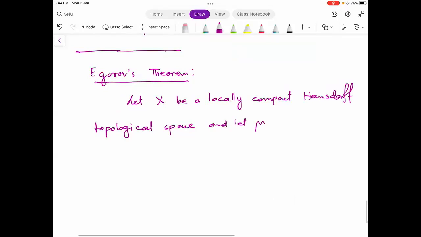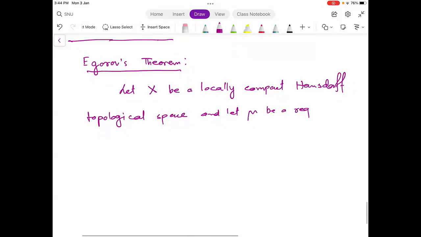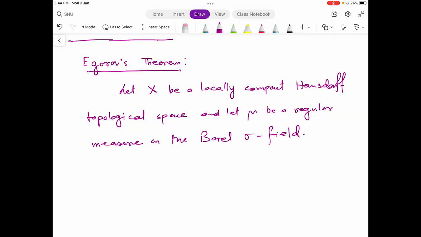So you have a locally compact Hausdorff topological space, so you have the Borel sigma field, which is the sigma field generated by the open sets. And let mu be a regular measure on the Borel sigma field. By the way, I hope all of you understand what a regular measure is. It's exactly the regular measure that Rudin defines, that is approximation by compact sets from inside, approximation by open sets from outside, and so on. If you're not comfortable with those, speak up now.